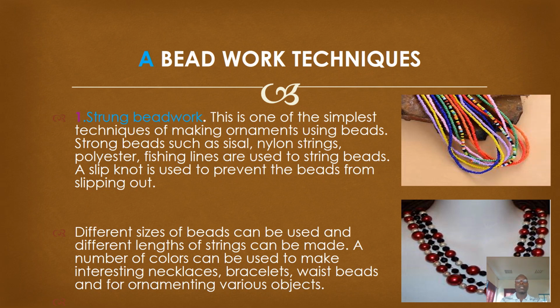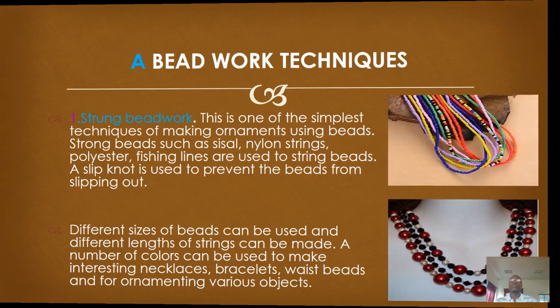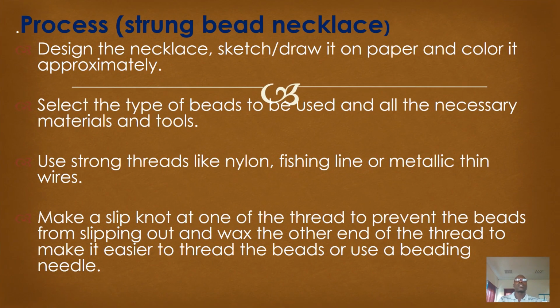A number of colors can be used to make interesting necklaces, waist beads, and for ornamenting various objects. So you can see beads are in different shapes. When you look at the illustration below, they are in different shapes, different colors, and different sizes. So this tells you how we can use a variety of beads in order to come out with a very good piece of work.